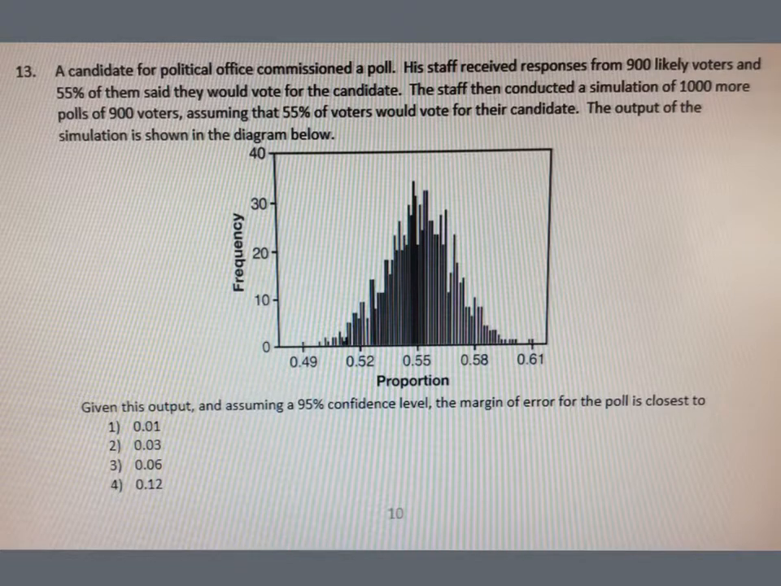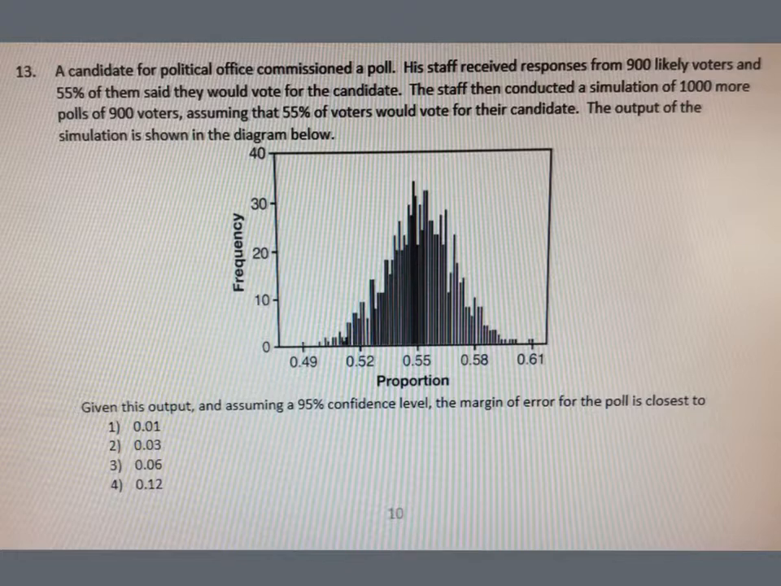At the bottom of this page, number 13 says, a candidate for political office commissioned a poll. His staff received responses from 900 likely voters, and 55% of them said they would vote for the candidate. The staff then conducted a simulation of 1,000 more polls of 900 voters, assuming that 55% of the voters would vote for their candidate. The output of the simulation is shown in the diagram below.